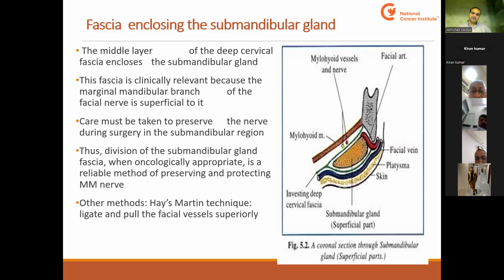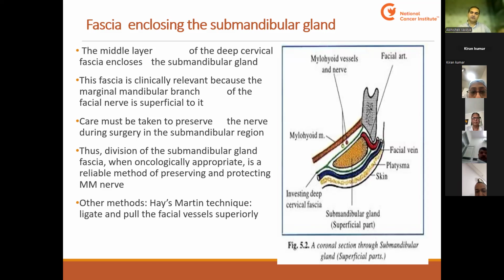The other method, which was popular while doing neck dissection, is the Hayes-Martin method. Now, what does the Hayes-Martin method say? You have to divide and ligate the distal part of the facial artery at the lower border of the mandible, and the upper ligated end you have to hold with a mosquito and retract it upwards so that the marginal mandibular nerve will be preserved, and then you keep on incising deep to it.